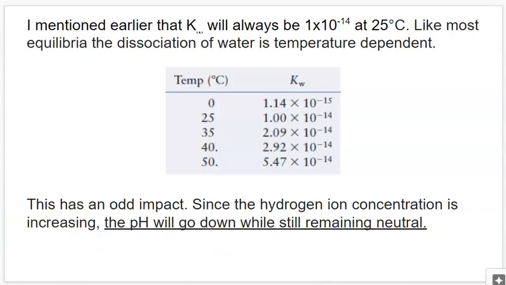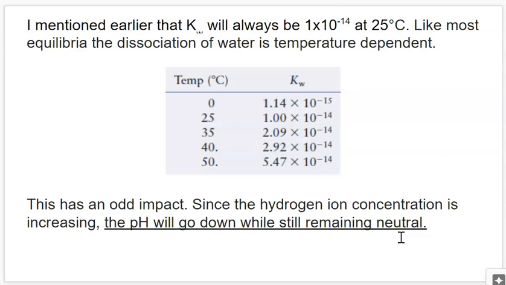This ends up having an odd impact because we usually calculate pH based off of the hydrogen ion concentration. And the hydrogen ion concentration is increasing with temperature. That means that the pH is going to go down. But since the hydrogen ion concentration and the hydroxide ion concentration are still equal based off of this equilibrium, the pH is going to go down while still remaining a neutral solution.